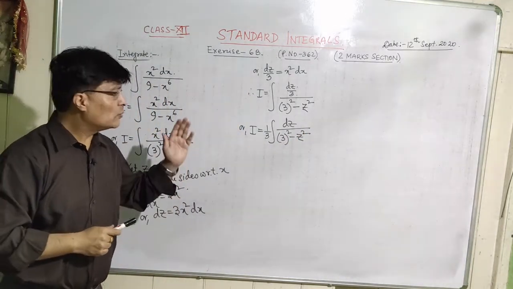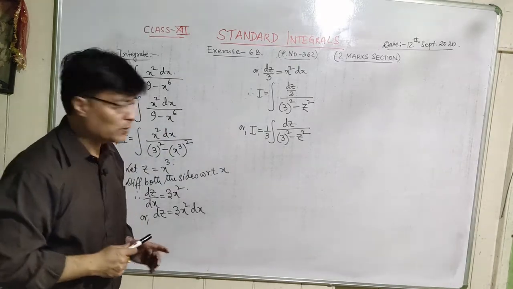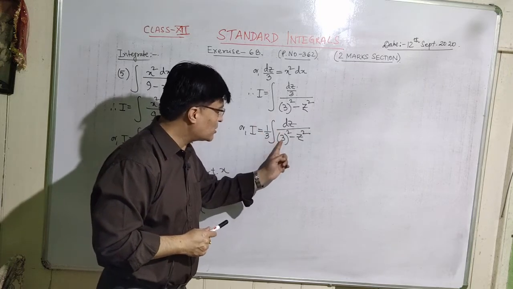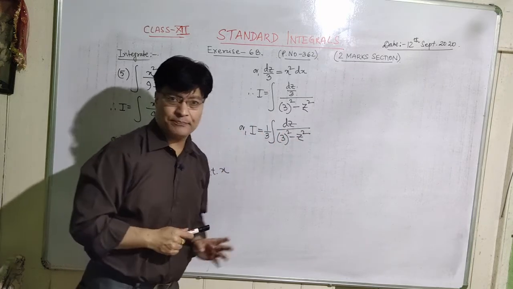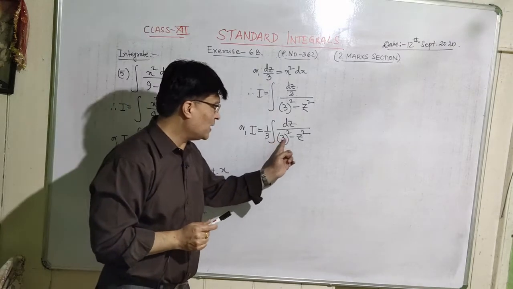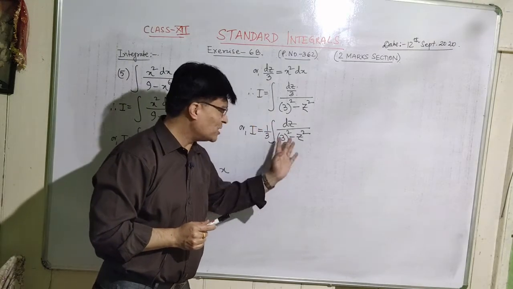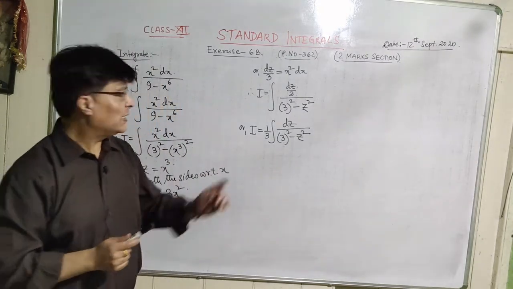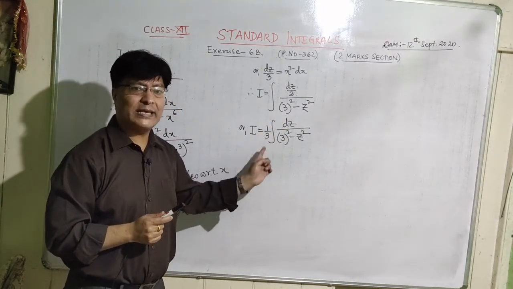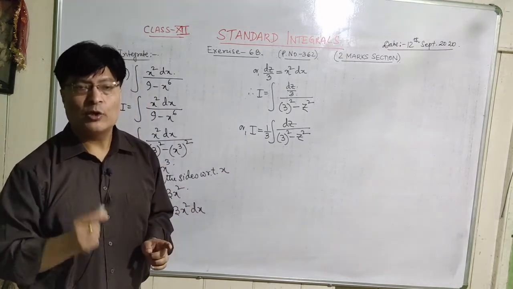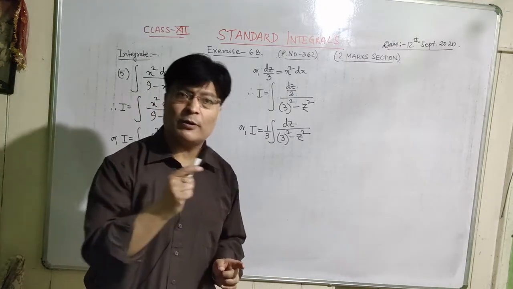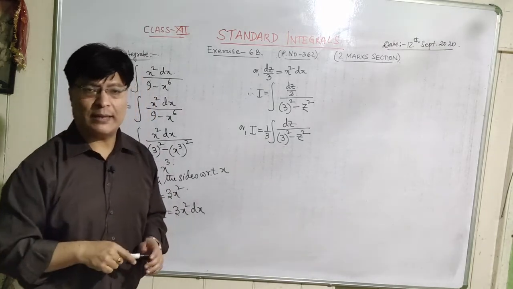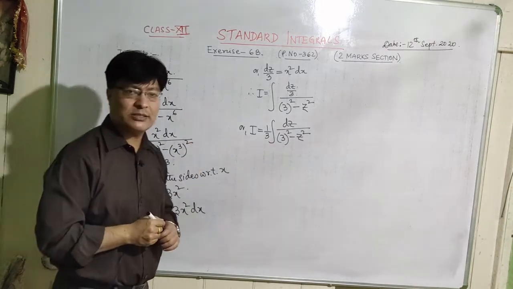Now in this case, which standard form is this one? This is 3 whole square minus z square. Here the value for a is 3 and x is z. So which standard form is this one? This is the third standard form, that is integration of dx upon a square minus x square, whose formula is 1 upon twice a log within mod a plus x upon a minus x. The base is e plus c.